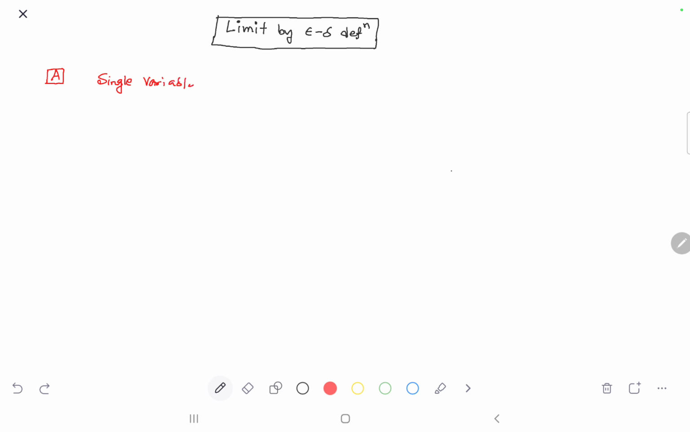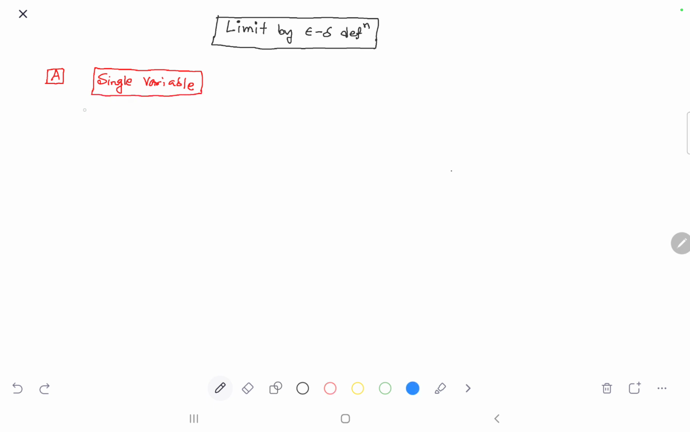So this chapter is basically limit by epsilon delta definition. Let's divide this chapter into two parts. The first part we explain for the single variable. So in section A, we discuss the single variable. So we have one input. I mean, we have one independent variable.